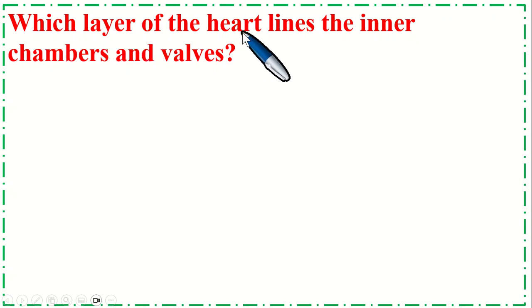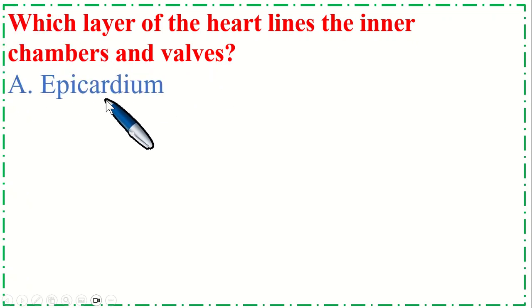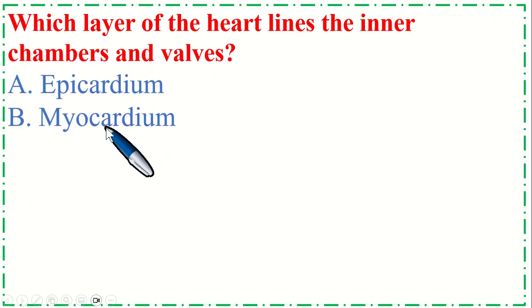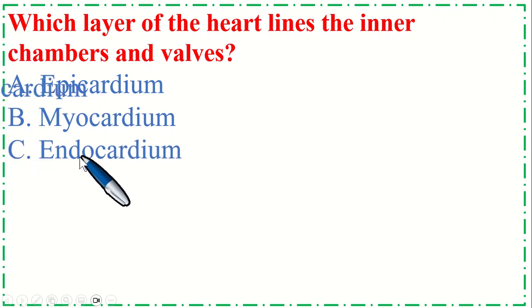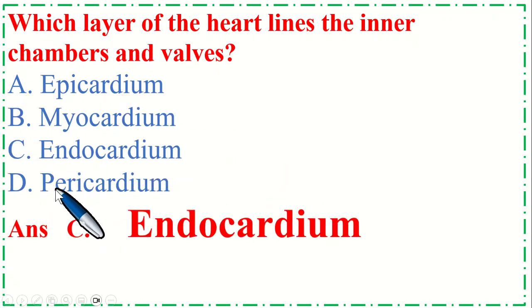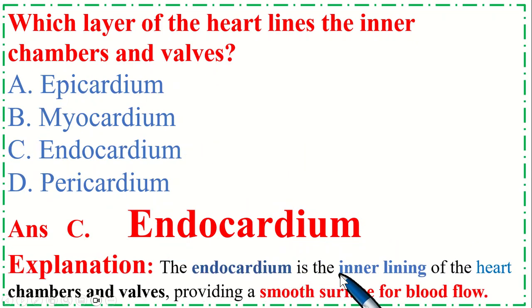Which layer of the heart lines the inner chamber and the valves? Option A, epicardium, B, myocardium, C, endocardium, and option D, pericardium. So the correct option is C, endocardium. The endocardium is the inner lining of the heart chambers and valves, providing a smooth surface for blood flow.